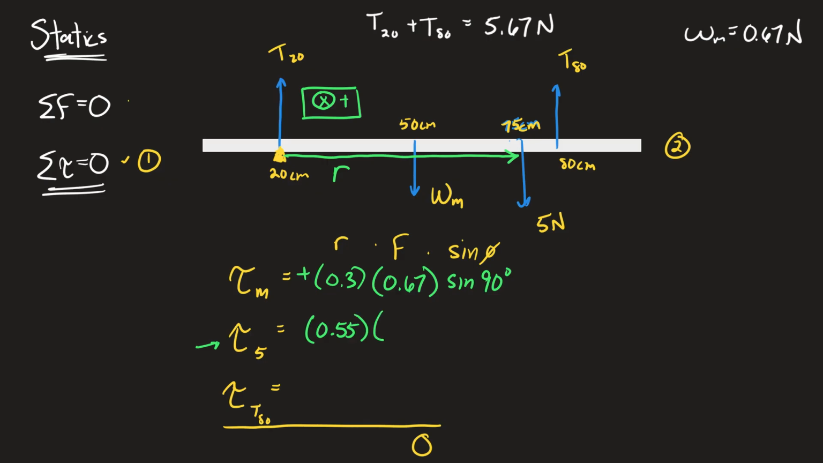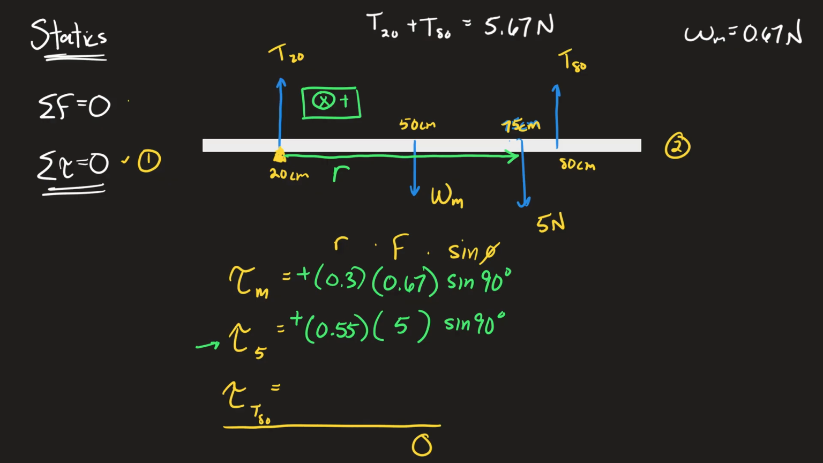The weight I put here is 5 newtons. I'm hanging 500 grams, that's 5 newtons. And again, the angle is still going to be 90 degrees because we're just dealing with a horizontal meter stick and a downward force. This one is in the same direction as the weight from the meter stick, so I'm going to make it positive as well.